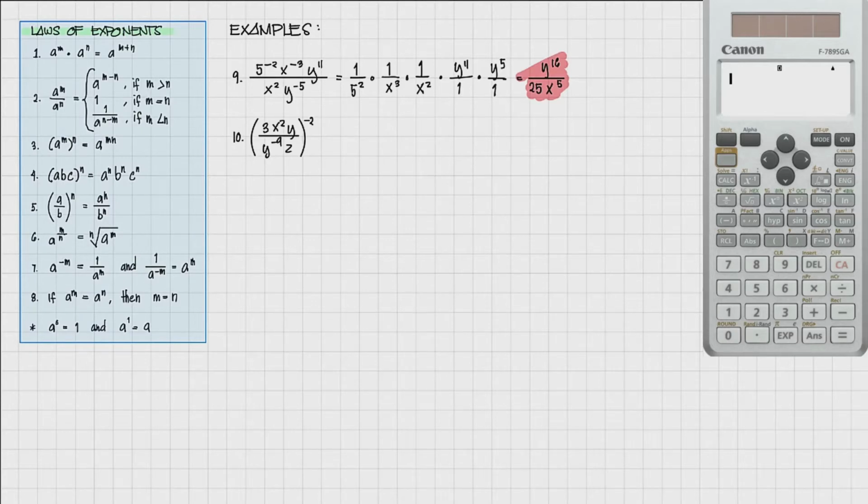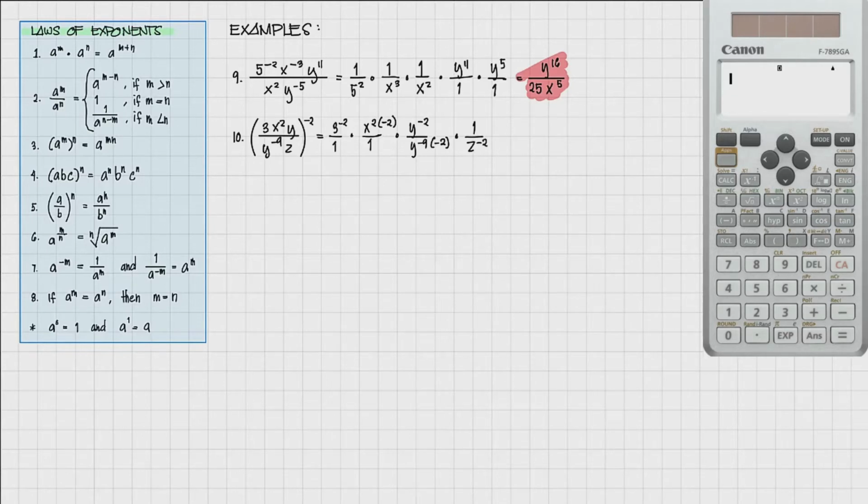So let's do that, while also we're going to group together the similar terms. So we have 3 raised to negative 2 multiplied by x raised to 2 times negative 2. So this is all over 1. And then you have y. So y here is raised to 1 times negative 2, all over y raised to negative 4 times negative 2, multiplied by 1 over z raised to negative 2.